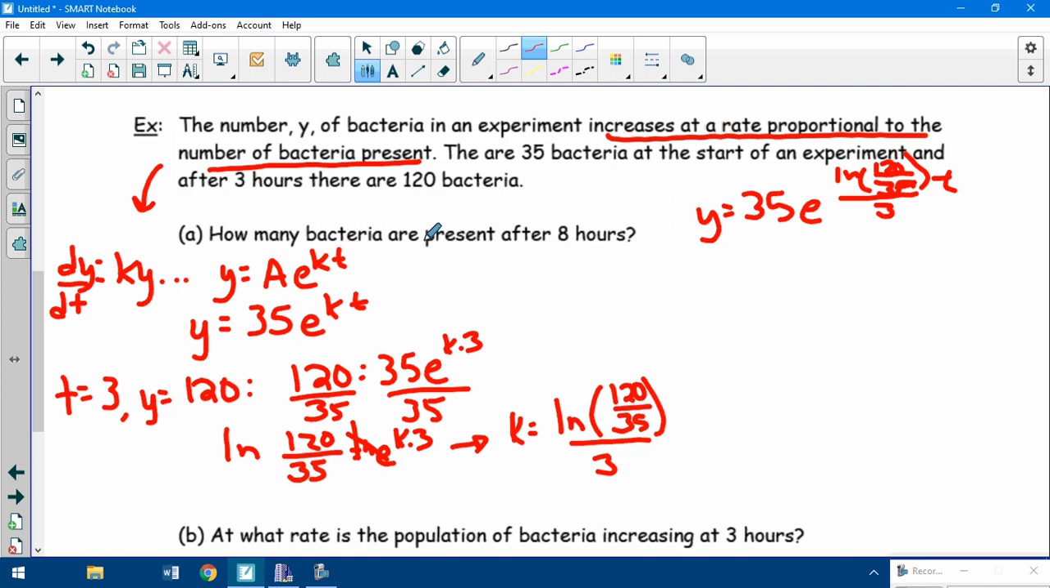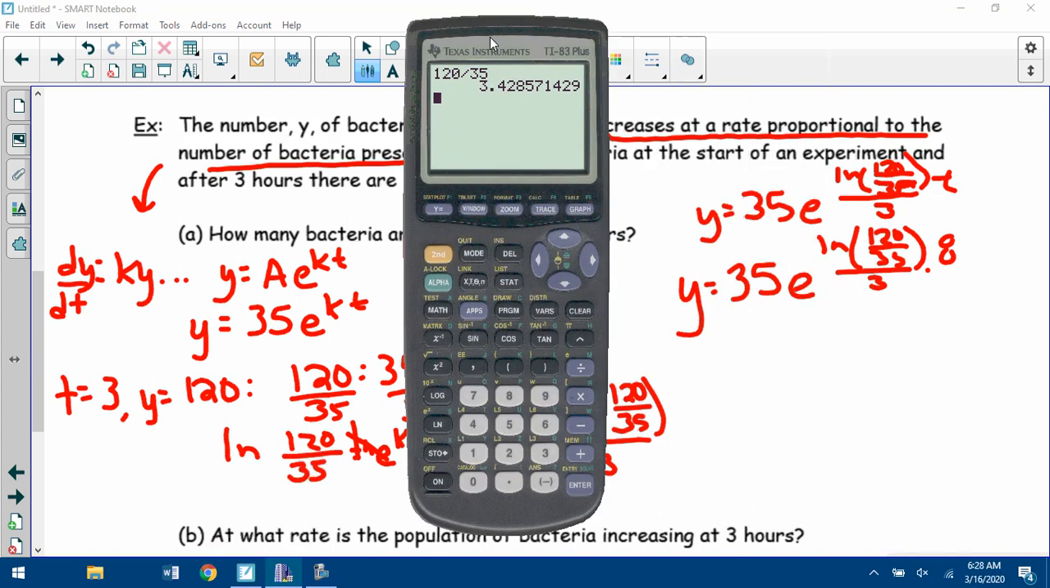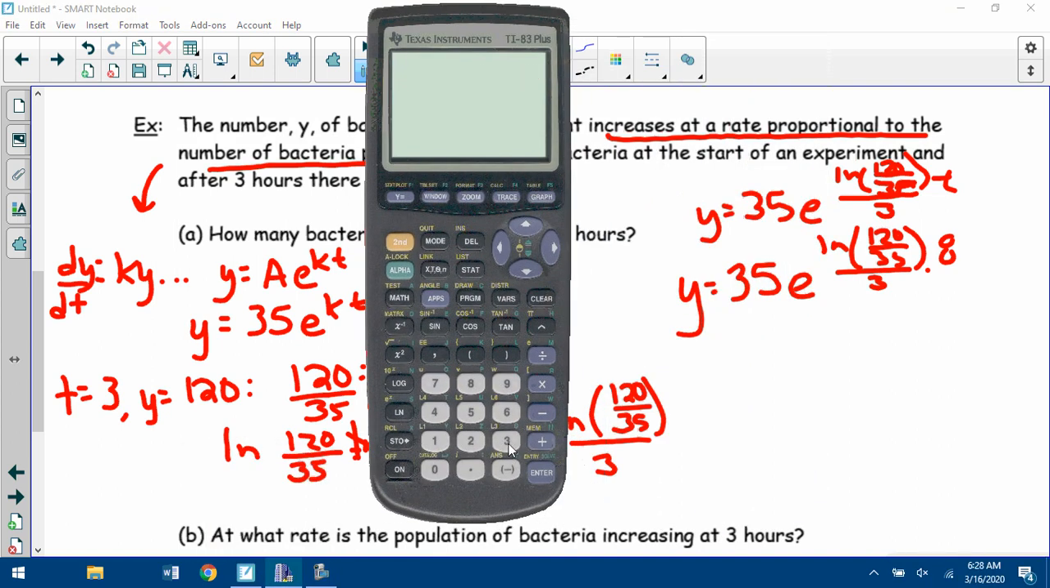And then I want to see how much is present after 8 hours. So we're just going to say y equals 35 e raised to the ln of 120 over 35, all over 3, times 8. Again, if you've got an older calculator, it might be a little bit more annoying to do, like I have right here. Newer calculator will make it a lot easier.